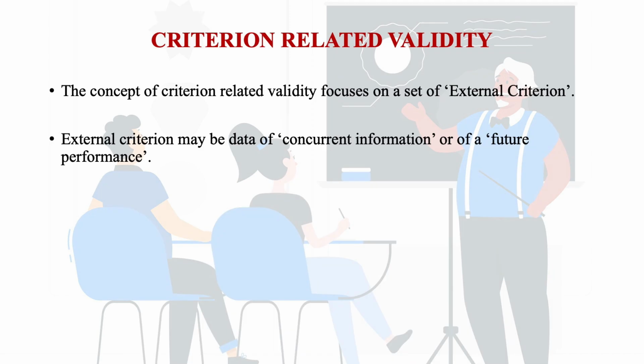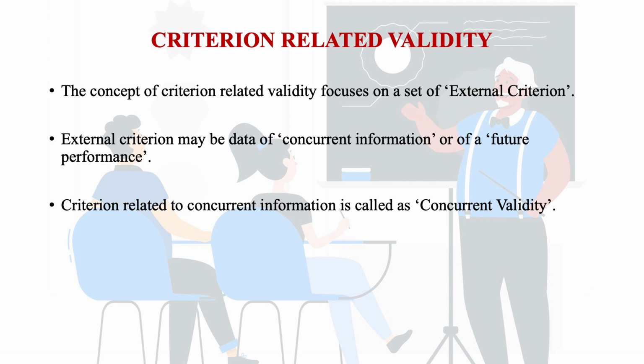It's supposed to be developed, it's supposed to be used for determining the validity of a tool. So far as the external criterion is concerned, criterion related to concurrent information is called concurrent validity, and criterion related to future performance, or the external criterion, is called predictive validity. So two important methods come under criterion related validity: one is concurrent validity and the other is predictive validity. Try to understand the concept of predictive and concurrent validity.